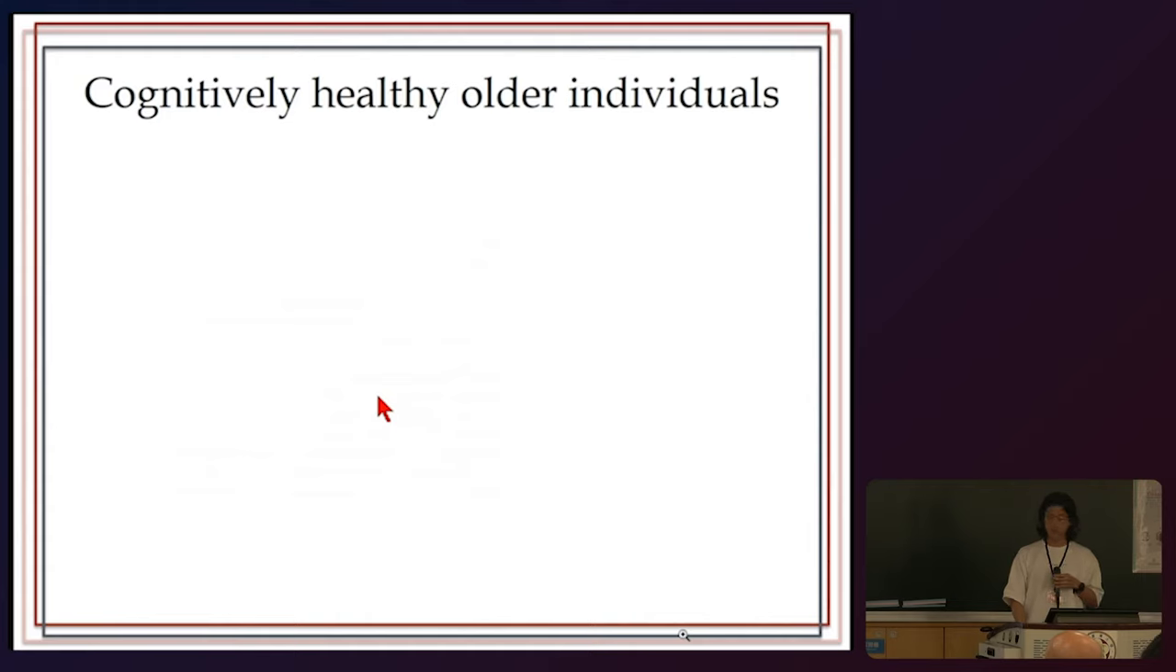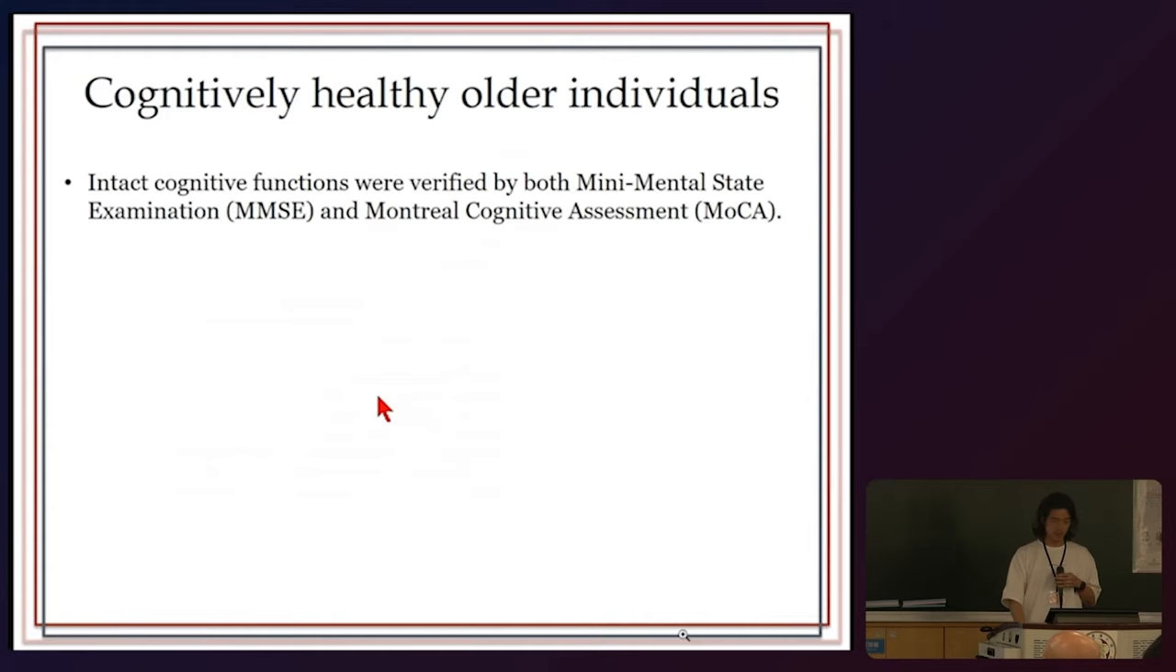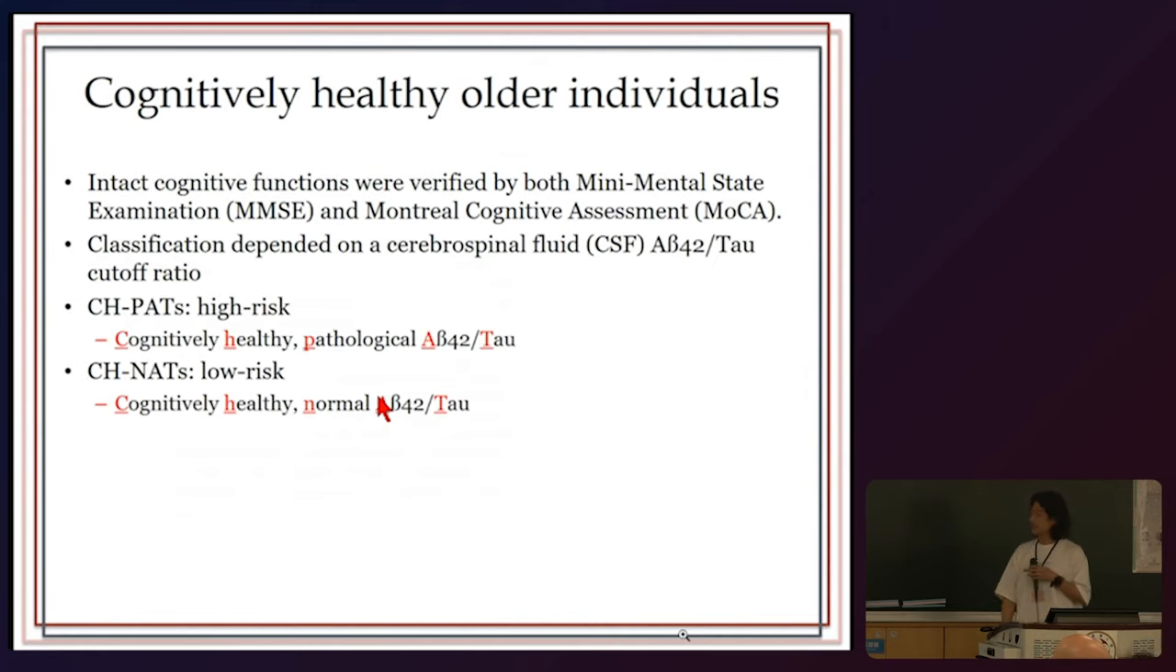Right, so let me talk a little bit more about these individuals. They have gone through a whole series of neuropsychological tests and MRI, and have been verified by various tests to be cognitively healthy. They have also had lumbar punctures, so we know their amyloid beta 42 and tau cutoff ratio. We use this ratio to determine whether they are high risk or low risk, based on another study.